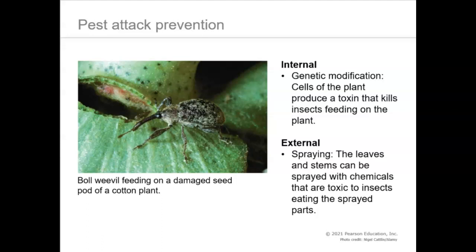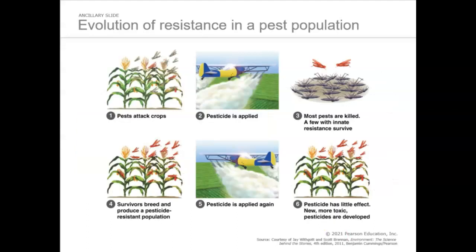So this is going to be spraying pesticides. The leaves and stems can be sprayed with chemicals that are toxic to insects eating the sprayed parts. This is a boll weevil feeding on a damaged seed pod of a cotton plant. It's important to note that both these internal and external methods of preventing pest attacks can lead to the evolution of resistance in pest populations to whatever chemical the plant produces that kills it or whichever chemical is being applied.